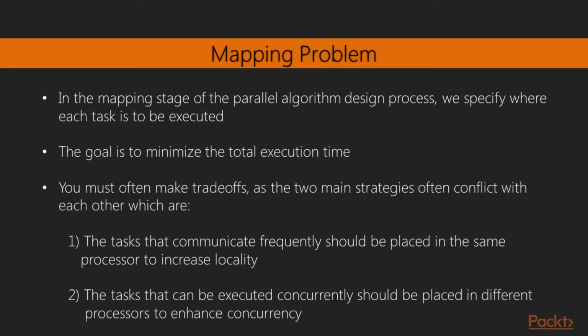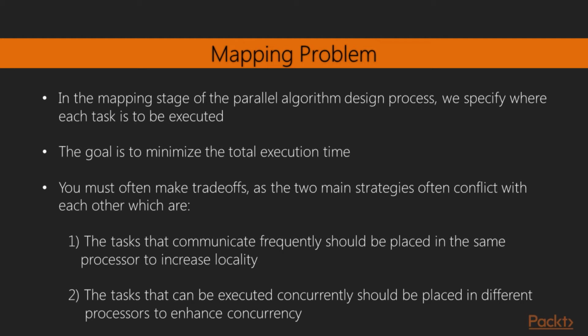The last one is mapping. In the mapping stage of the parallel algorithm design process, we specify where each task is to be executed. The goal is to minimize the total execution time. Here, you must often make trade-offs, as the two main strategies often conflict with each other. 1. The tasks that communicate frequently should be placed in the same processor to increase locality. And 2. The tasks that can be executed concurrently should be placed in different processors to enhance concurrency.